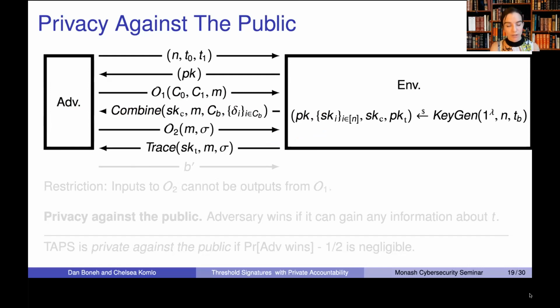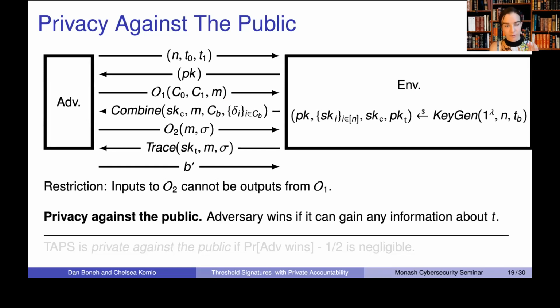And then the adversary can query the tracing oracle. But importantly, it can't query the tracing oracle on anything that was output from combine. So that's this restriction here. Basically an adversary can query for a TAPS signature, but it can't trace something that was honestly output. Otherwise, it would trivially learn the coalition CB. That's the only restriction we have here. And we say that a TAPS is not private against the public if the adversary is able to gain any information about T. Essentially, this is a distinguishing game. If the adversary can reliably guess the bit B, then the scheme is not private against the public. Obviously in a distinguishing game, if it has a non-negligible probability of guessing B, then it's not private.